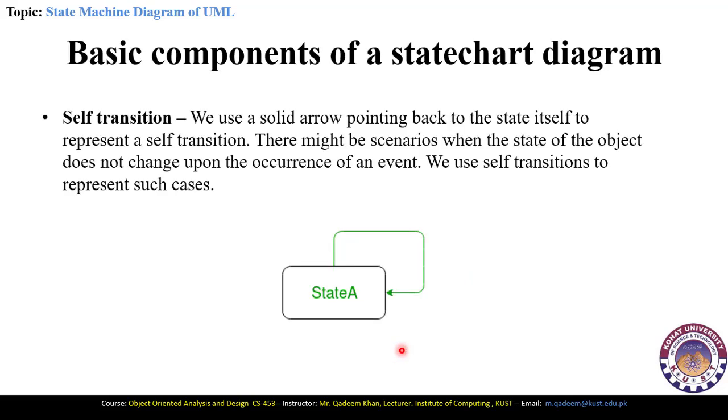Another one is called self-transition. It means that when a state performs a transition to itself, that is called a self-transition. In simple words, a state calling itself is called a self-transition. There might be certain scenarios when one state calls itself, or one object calls itself, upon no changes in the occurrence of events. So we use a self-transition to represent such cases.